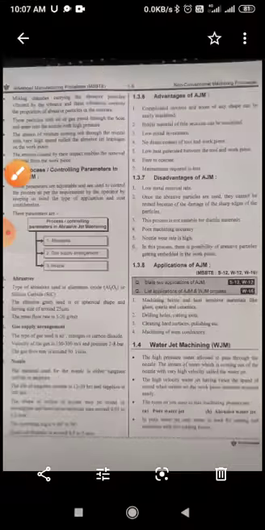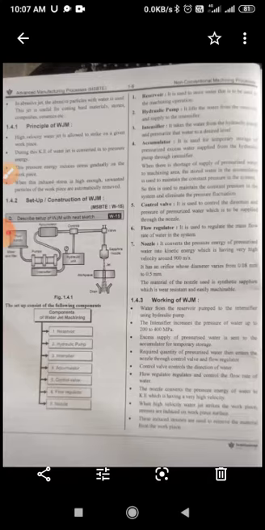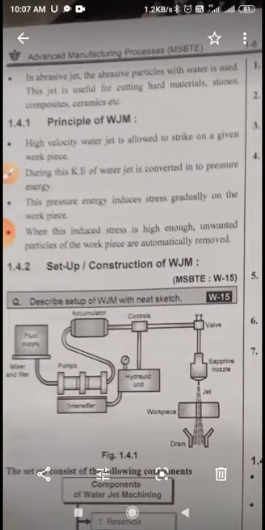Now further we will see this water jet process. Now here in abrasive jet, the abrasive particle with water is used. This jet is useful for cutting hard material, stone, composite, ceramic.